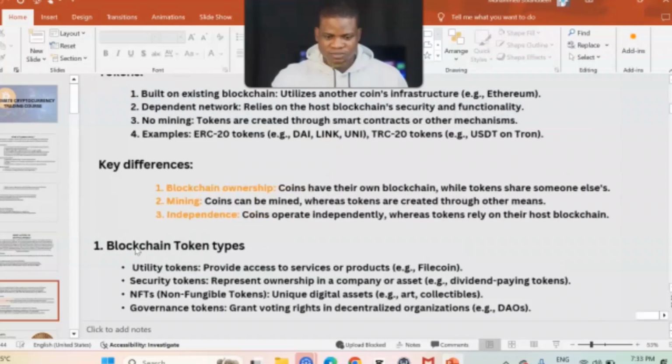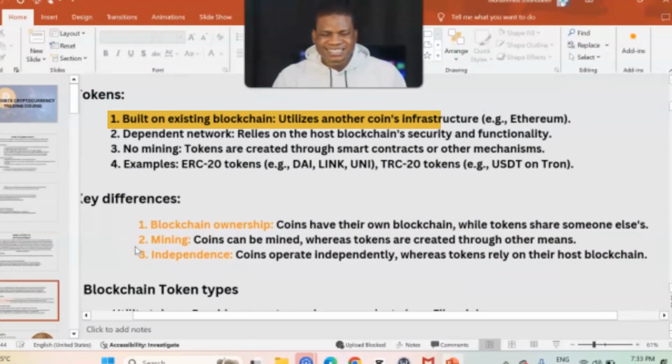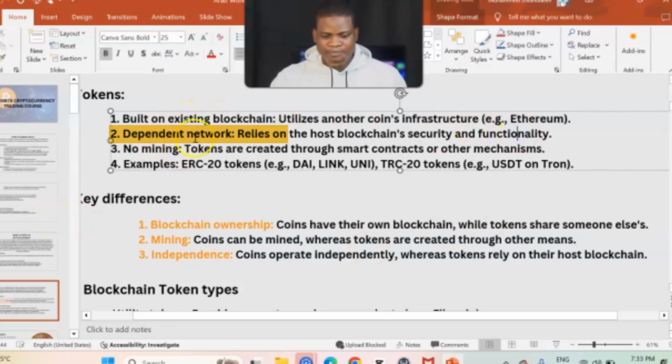Now let's talk about tokens. Tokens are built on an existing blockchain. They are built on the blockchain of another crypto asset that has been in existence, right? Like the Ethereum blockchain. They are dependent in network, which means they rely on the host blockchain. They rely on its security and functionality. They are not mined, which means tokens are created through smart contracts and other mechanisms.